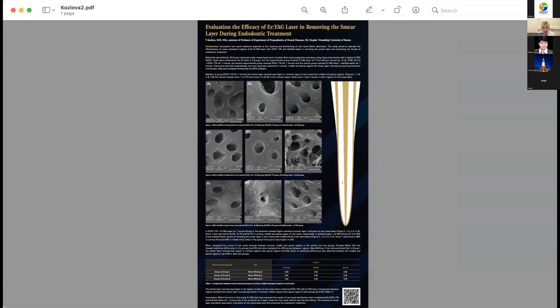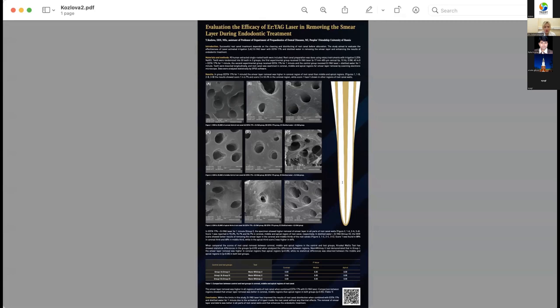The second group, also 30 teeth, received 10 milliliters of EDTA for 60 seconds using a syringe. And the control group, 30 teeth, received distilled water using syringe irrigation, and Erbium laser was applied for 60 seconds as well.